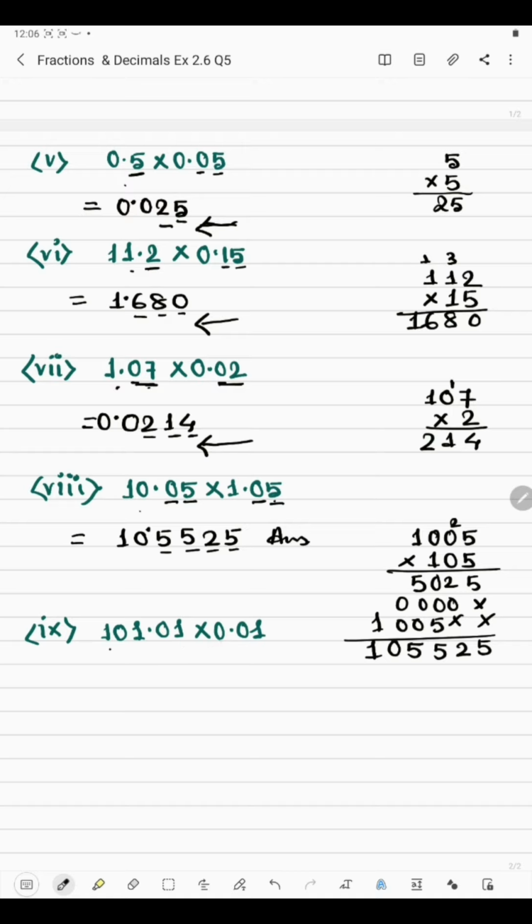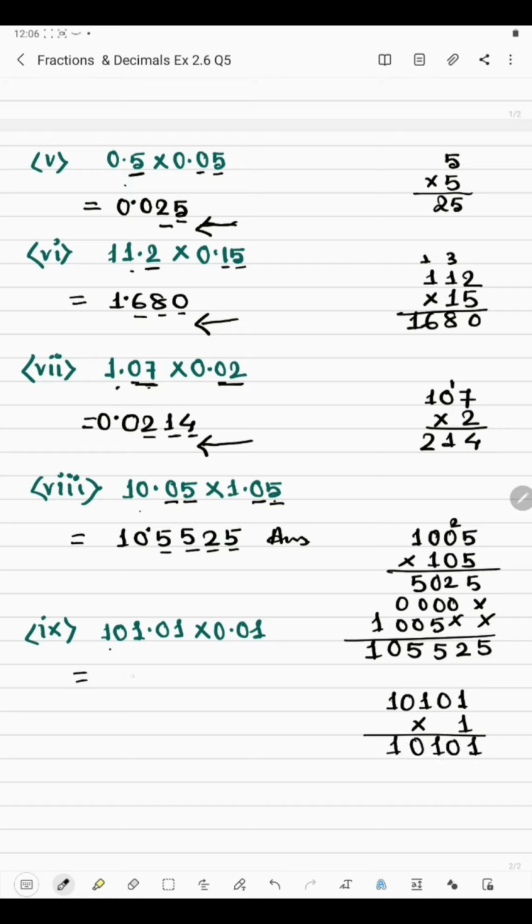Okay. Now in the ninth part we have 101.01 multiplied by 0.01. If you ignore the point in the first one, we will have 10101. And if you remove the point here, 0.01 will become 1. Now if you multiply by 1, we get the same number, that means 10101.